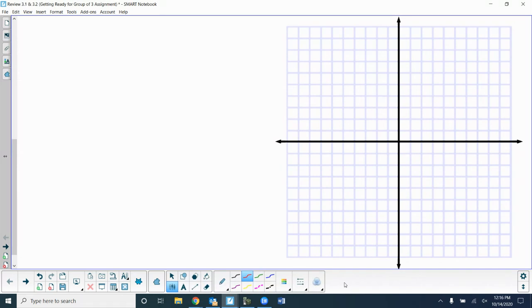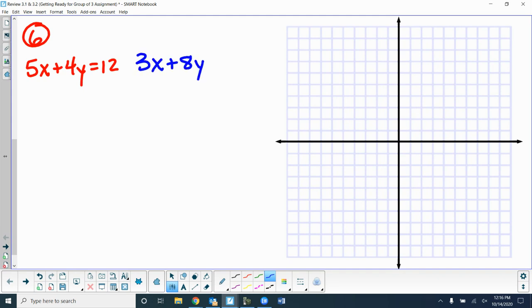Okay, so for number 6, we had 5x plus 4y equals 12, and 3x plus 8y equals negative 32.